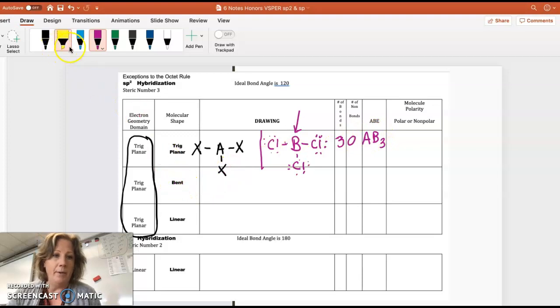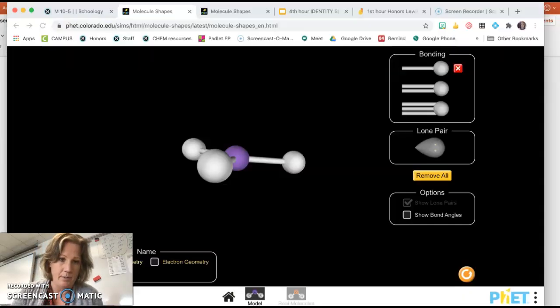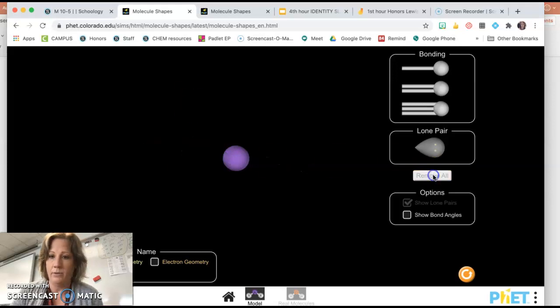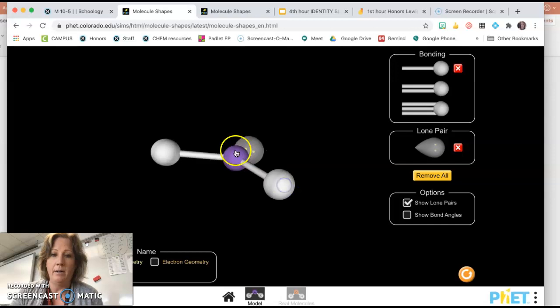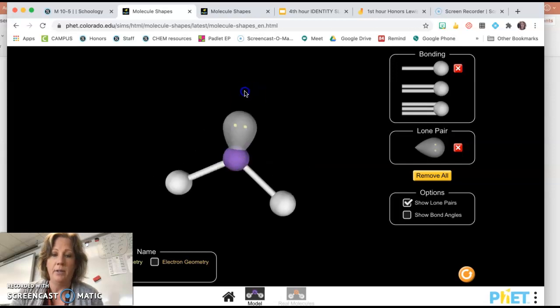So let me show you another one. The next type, again, we'll look at this. So it's possible to have, at this point it's linear, but have just 1 pair or lone pair of electrons. And this is bent. We did have a bent in the tetrahedral geometry. That bent had 2 lone pairs. This one only has 1 lone pair.